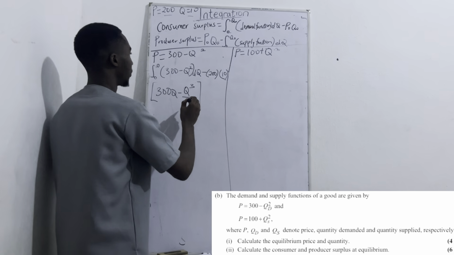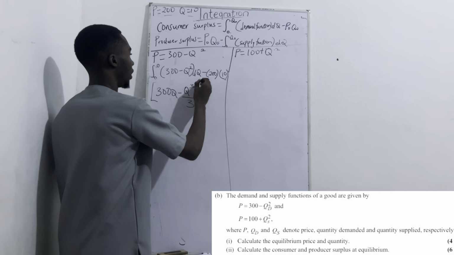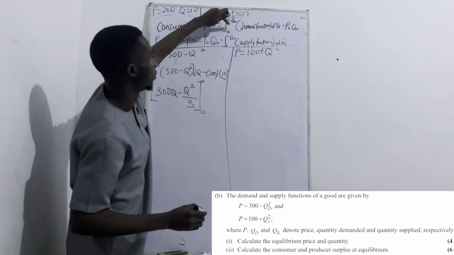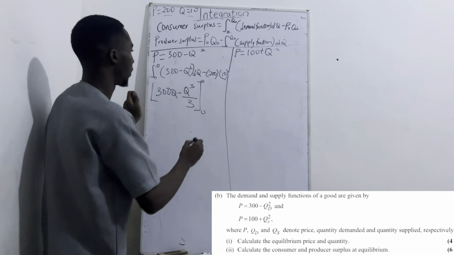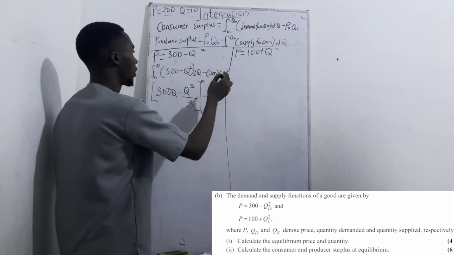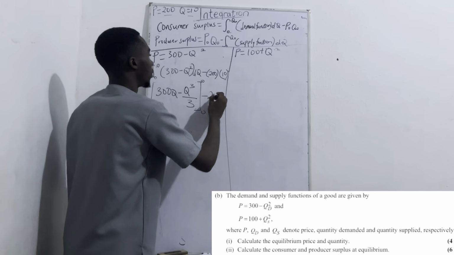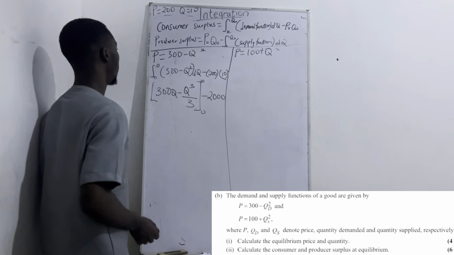over 3. Then 10 and 0. That's what is here, 10 and 0. The quantity is 10, then here is 0. Then minus 200 times 10. 200 times 10 is 2,000, right? You can punch it on the calculator. From here, we can continue.